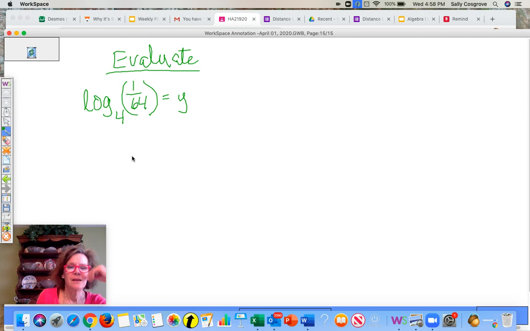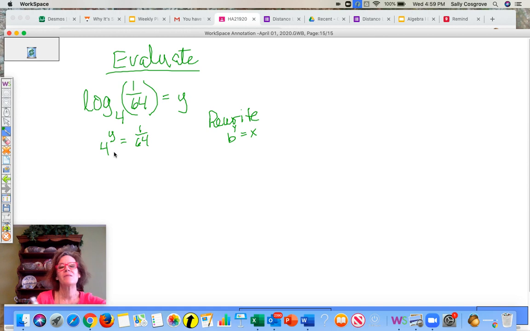So I'm going to rewrite it in exponential form: b to the y equals x. I'm going to say 4 to the y power equals 1 over 64. We've done this. This is what our quiz was over. So now what? I want to put them in the same base. Well, can I rewrite 1 over 64 using base 4? And think about this. This is a reciprocal.